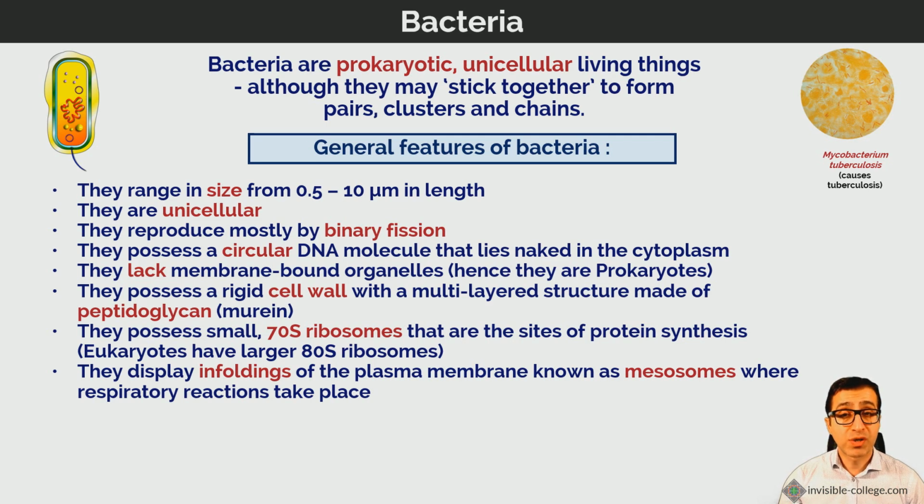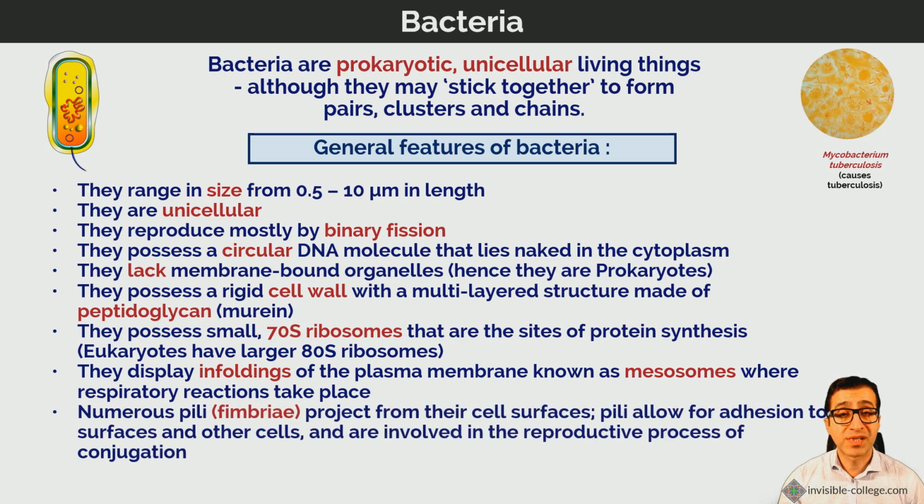They sometimes have numerous finger-like projections coming from the cell surfaces called pili or fimbriae, and this allows them to attach themselves to other cells and also to surfaces, and are also involved in the reproductive process called conjugation. The flagellae, when they're present, have a simple kind of tail whip-like structure and are used in propulsion in locomotion.